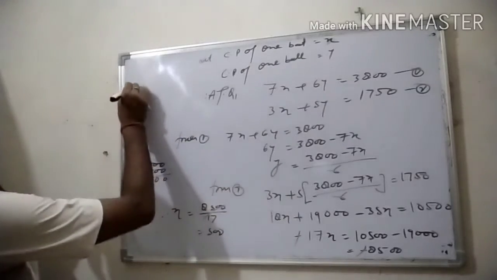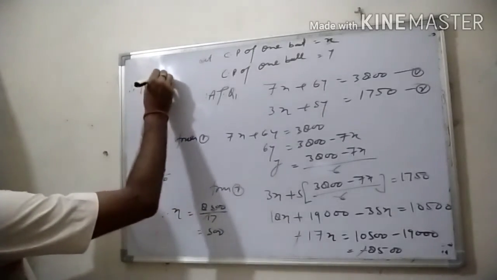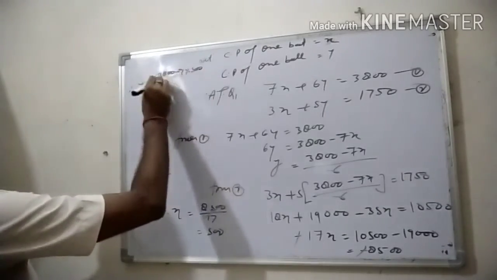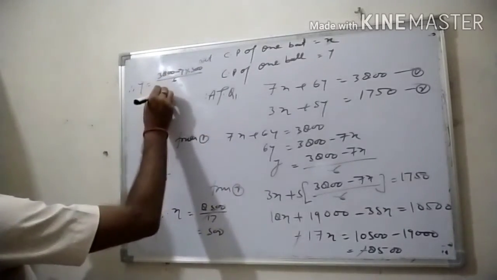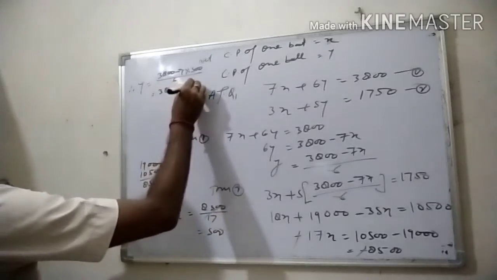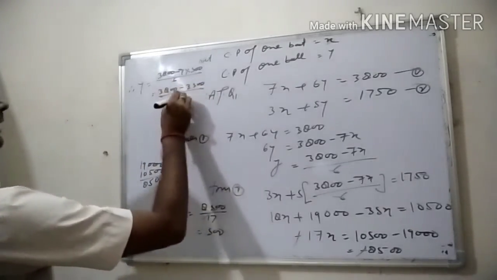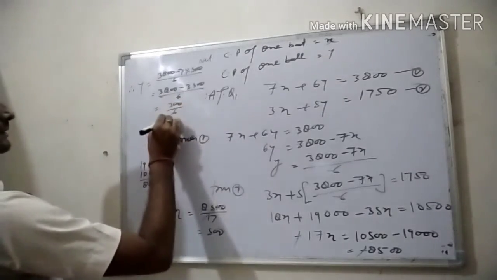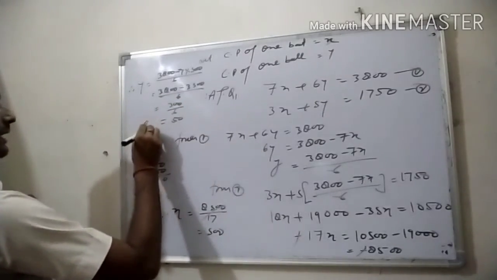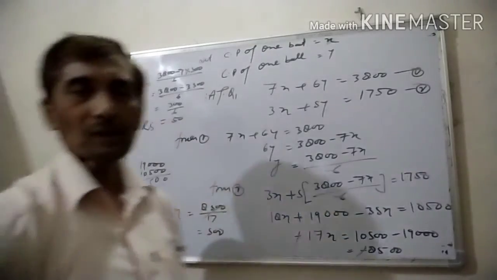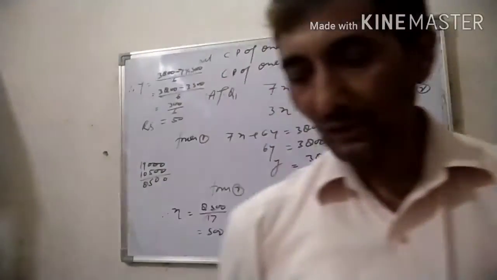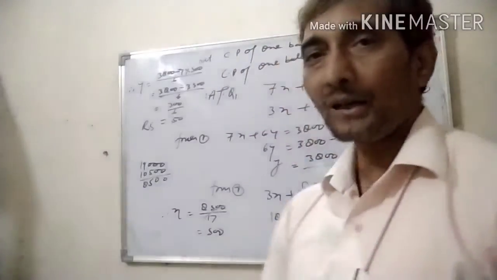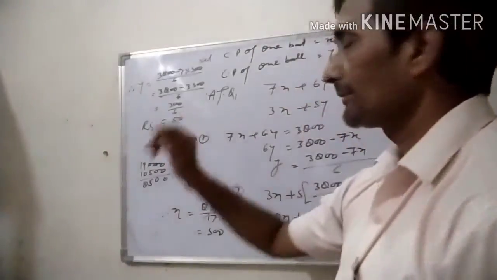Therefore y is equal to 3800 minus 7 into 500 upon 6. 3800 minus 3500, 300 by 6, 50, Rs 50. That means CP, that is cost price, of one bat is 500 and cost price of one ball is 50.